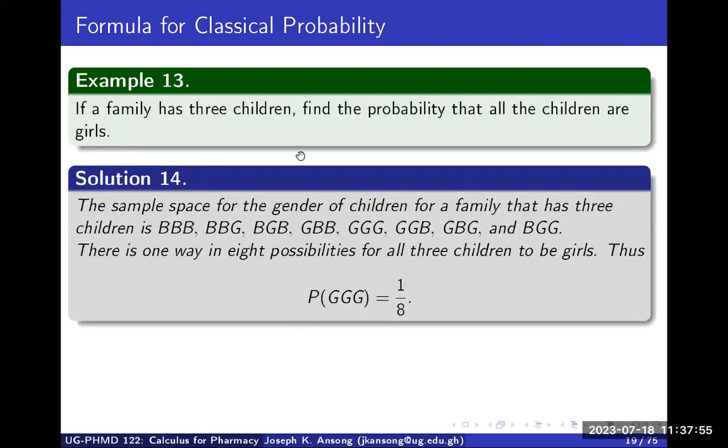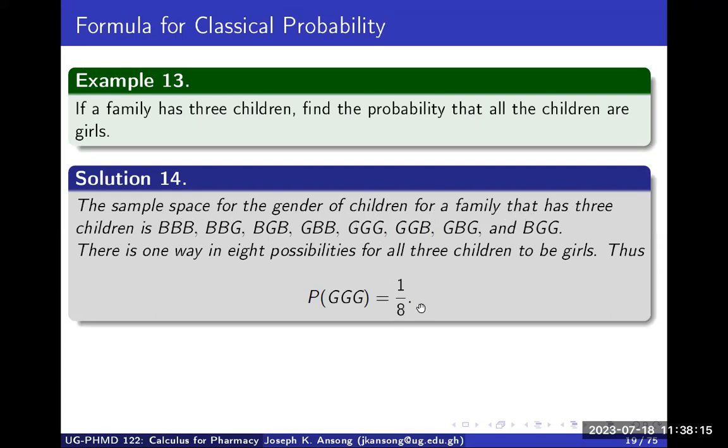If a family has three children, we've seen this already, find the probability that all the children are girls. What is the probability of GGG? Well, there's only one of these in the sample space, so you take 1 over the total number in the sample space.